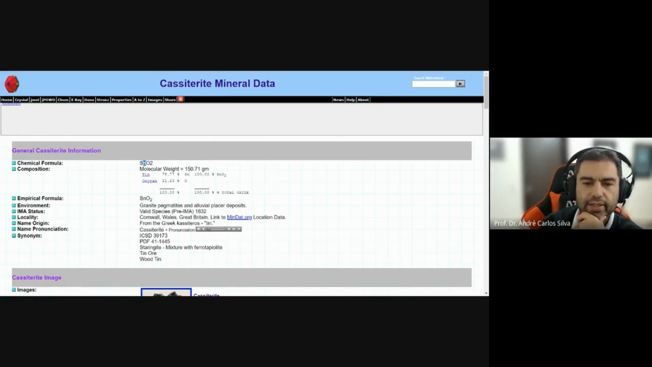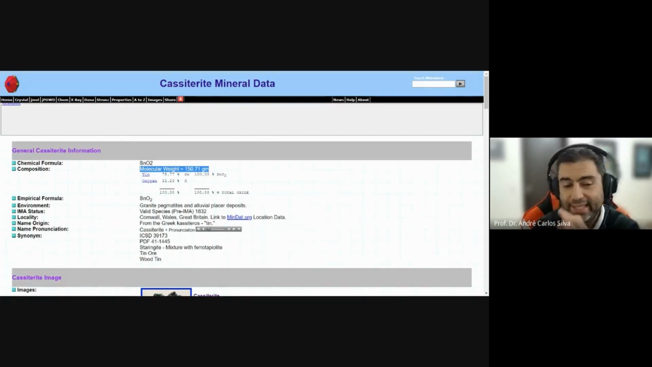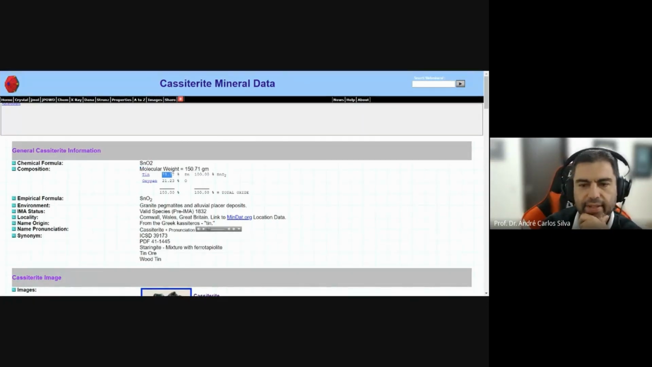Please continue and keep the website ongoing. But here you can see the chemical composition, the chemical formula. Then you can see the molecular weight. This number, I already showed it. It's exactly the same number. We're going to need this number. And you can see already here you have 78.77% of tin and just 21.23% of oxygen. So if you consider this mixture, you have 100% of the mixture.